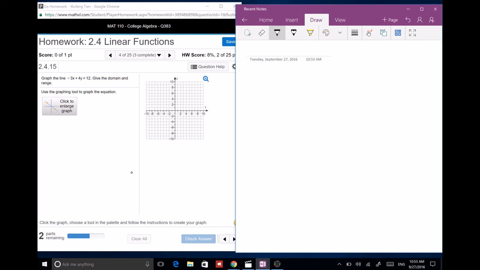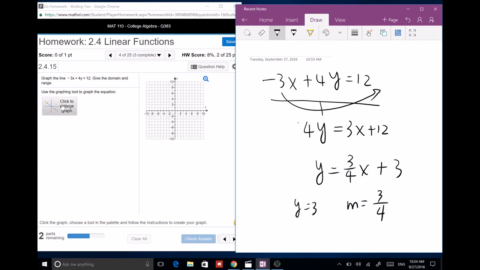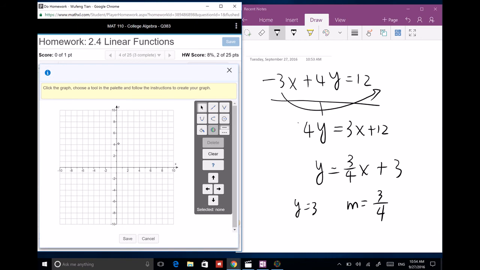Question 4, negative 3x plus 4y equals 12. First, you have to change this into slope-intercept form. So positive 4y equals 3x plus 12, shifting the term to the other side. Then divide everything by 4, so it's y equals 3 over 4 x plus 12 over 4, which is 3. Now you get a y-intercept equal to 3 and a slope equal to 3 over 4. Choose your linear function.